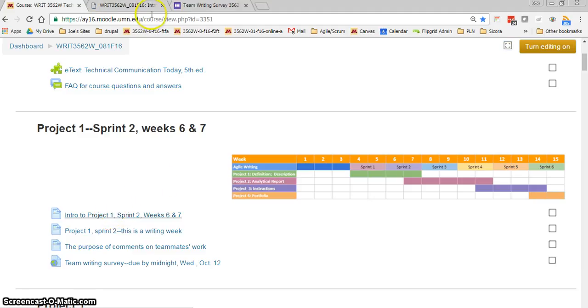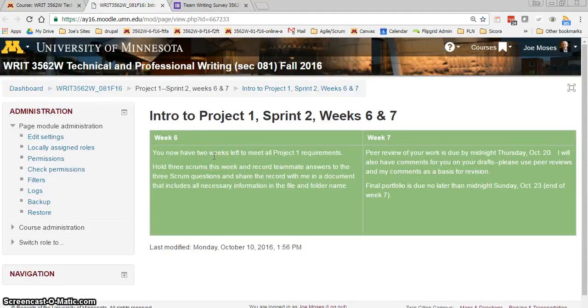The intro quickly outlines what we're doing this week. Basically, you have 2 weeks left to complete Project 1. And week 6 then is a chance for you to develop your draft portfolios consisting of your 3 individual documents, and then the collection of your entire portfolio and a letter of transmittal for that portfolio. You'll need to hold 3 scrums this week and record the answers to those questions so that I can see the progress you're making on the second sprint.